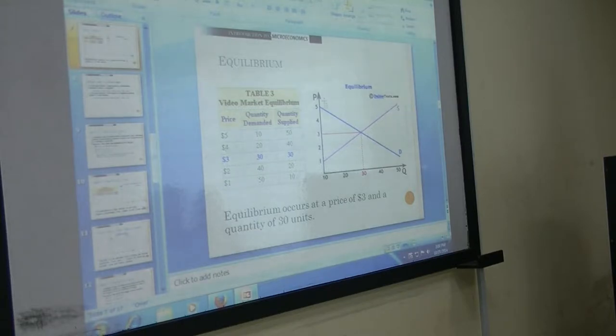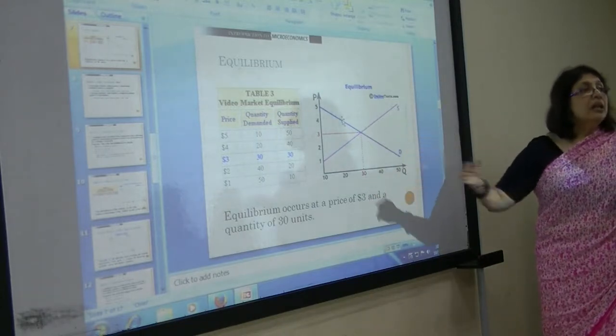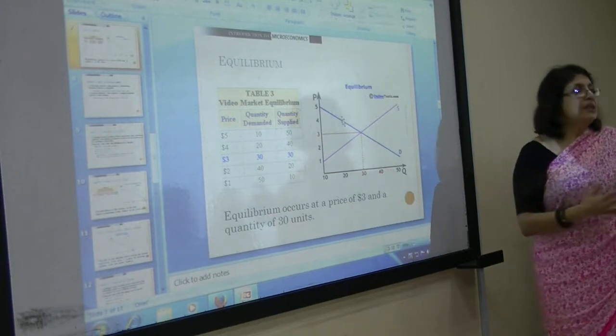So if the price is $4 up here, if you extend a straight line through 4 all the way, this is how much they are willing to supply, 40. And at a price of $4, they are willing to demand only 20. So unsold units will be there. The market forces will automatically bring the price down over time. You have to give them time. The market doesn't know what the actual market clearing price is, so it will go through that up and down process, and eventually it will hit the price of $3.